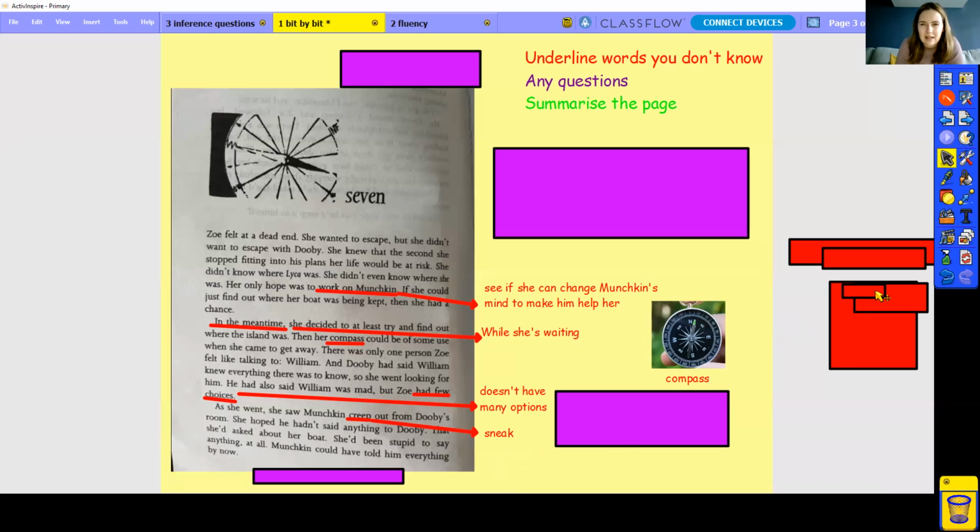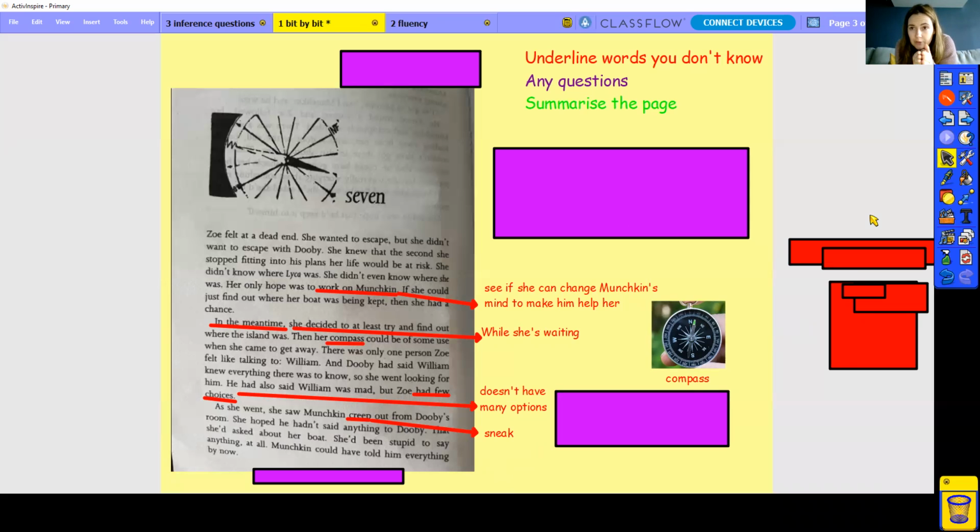There's one that I didn't underline actually, but it's right at the start, and I think it's one that we might struggle with. She felt at a dead end. She says she feels like she's at a dead end. So if you think about what a dead end is, when you go down a road and there's nowhere you can go from there, you've got no options. And that's how Zoe's feeling right now. Zoe's feeling like she's got no choices. She's got no options. If you carry on reading, she wants to escape, but she doesn't want to escape with Doobie. She's at a dead end because she can't escape.